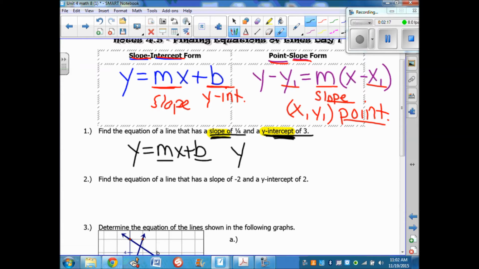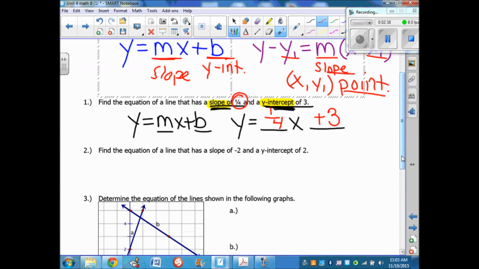So now we're just going to substitute into those blanks our slope, x, and then our y-intercept from our problem. So what's our slope? It's 1/4, and what's our y-intercept? A positive 3. So we just wrote the equation.